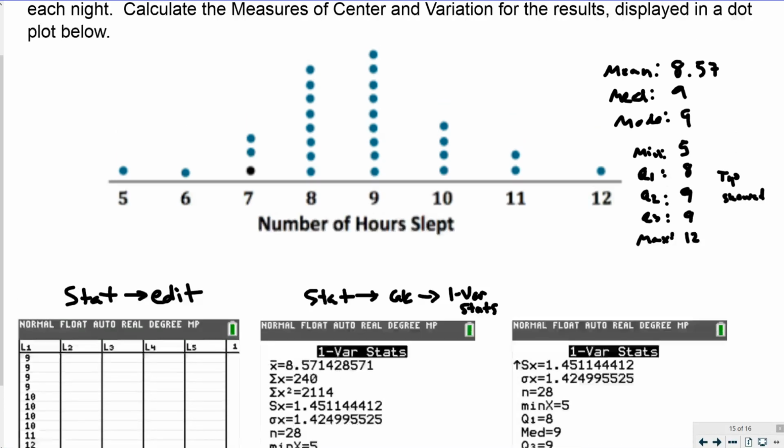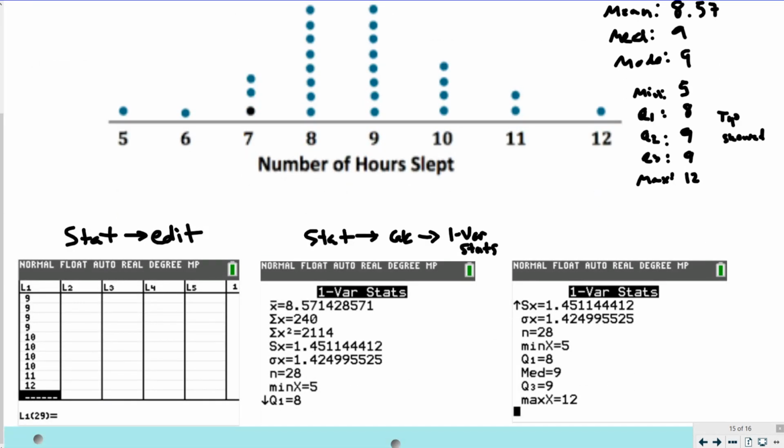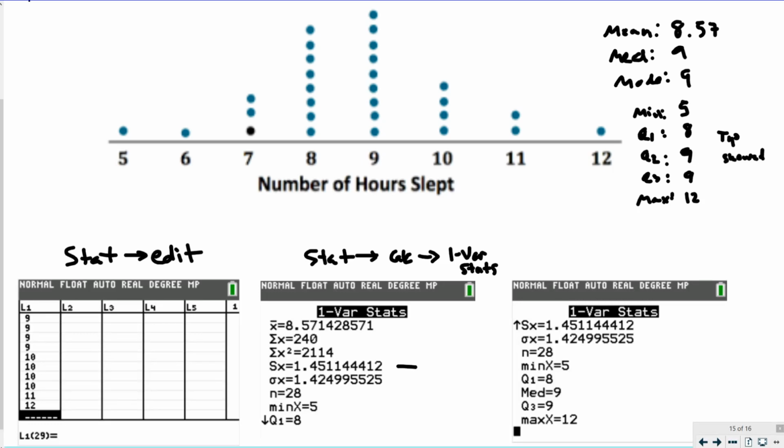It's a random selection of adults 18 to 31, which makes it a sample. This is not an entire population. This is a sample because we did not survey every adult 18 to 31. So we need to use the sample deviation, which means the sample standard deviation is 1.45.